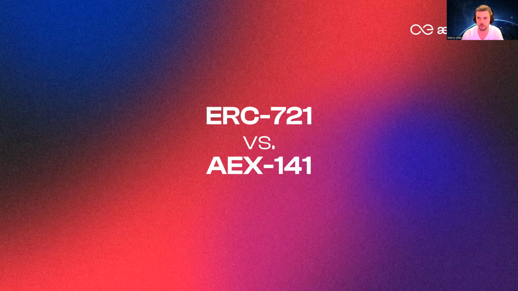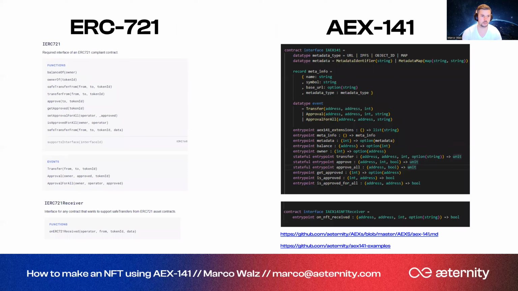Yeah, a short overview about the difference between the ERC 721 and the AEX 141. On the left side, I just took a screenshot of the OpenZeppelin documentation, but you see there are several functions in the core ERC 721 interface, like get the balance, the amount of how many tokens a collector owns. Then we can fetch the owner of a specific NFT with a token ID. Then we have two different methods here, a safe transfer method and a transfer from method.